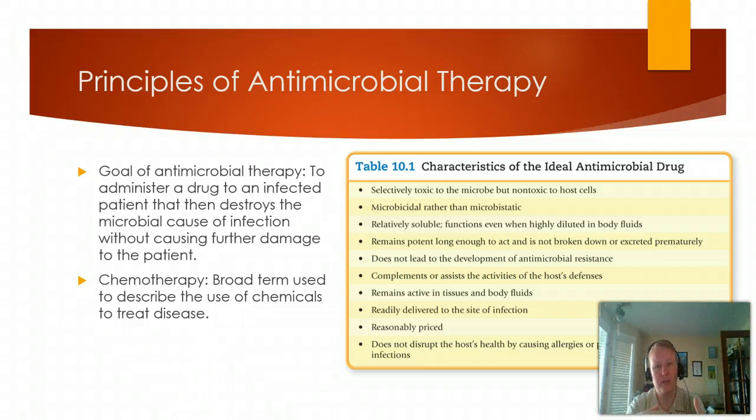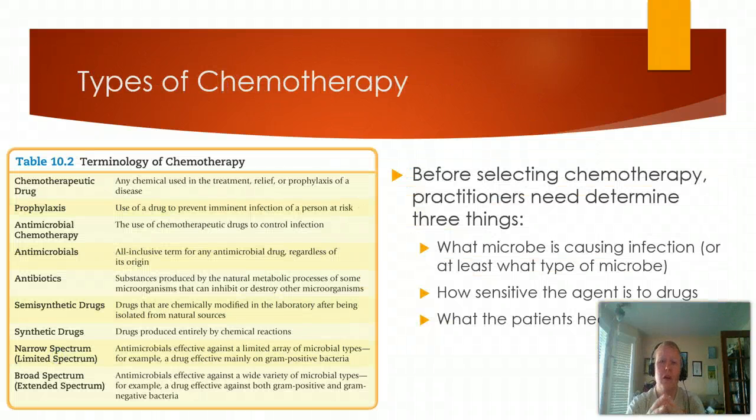This is a chapter where there's going to be a lot of terms, a lot of things you've got to learn. All right, so types of chemotherapy. As we just talked about, chemotherapy is a chemical used to treat, relieve, or prevent a disease. Okay, it's as simple as that. And so there's a lot of things that we look for in chemotherapy treatments. We have three main criteria when we go to select what kind of drug we're going to use. So what is the microbe that's causing the disease?